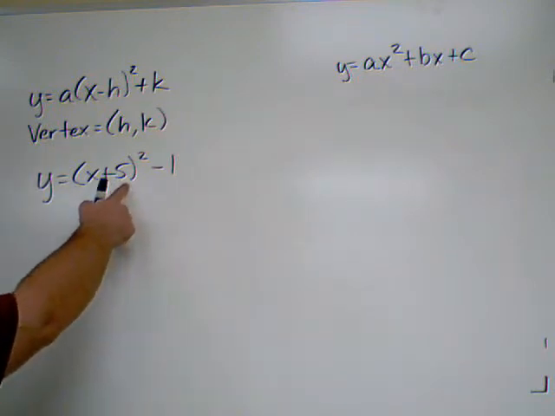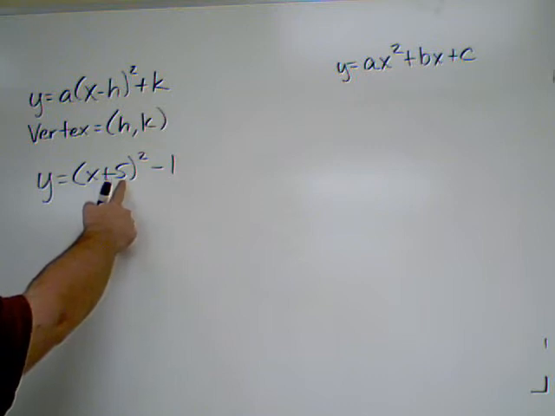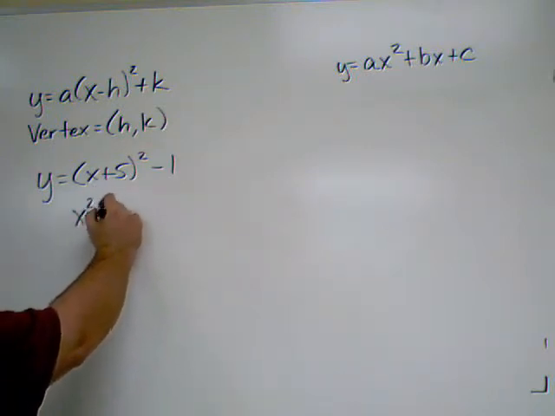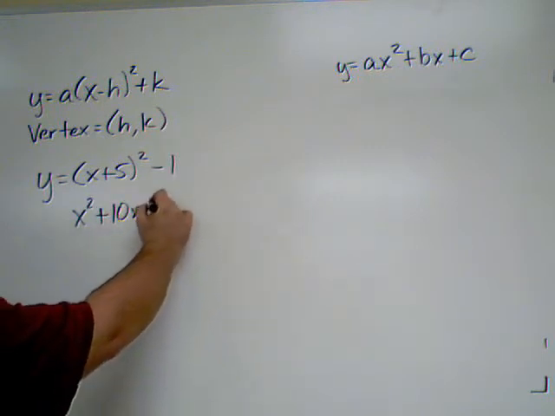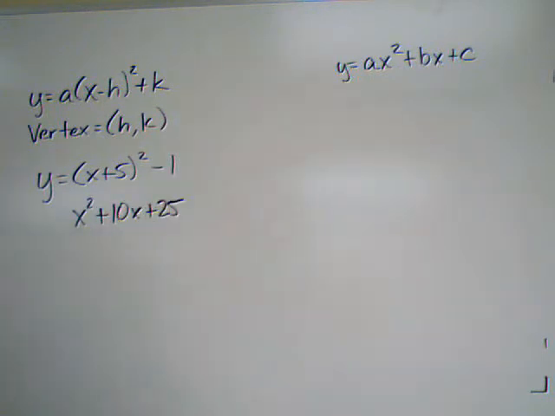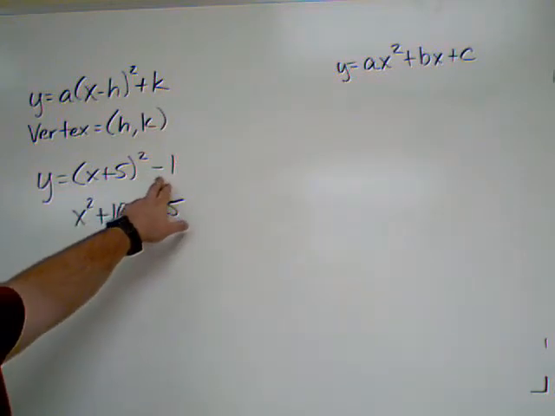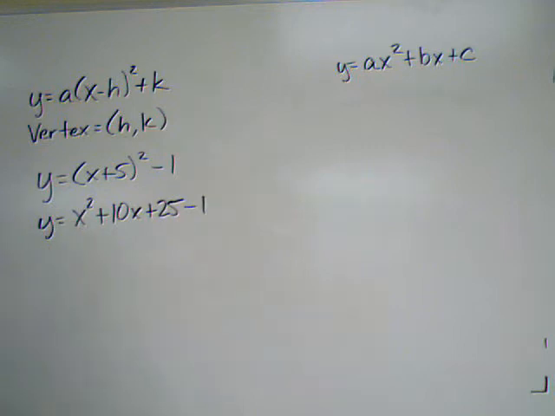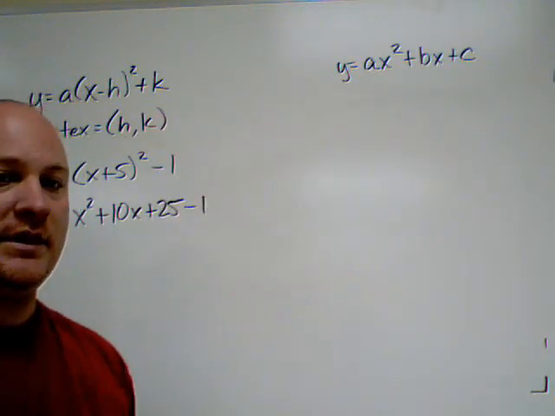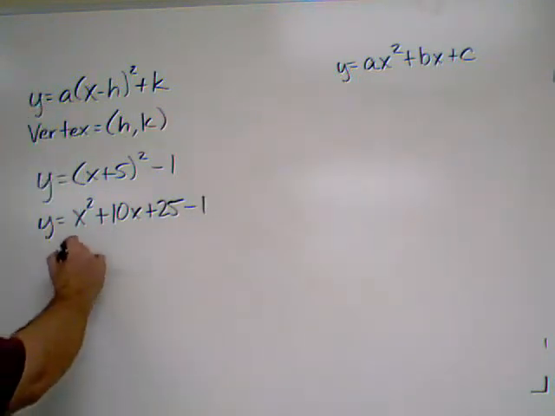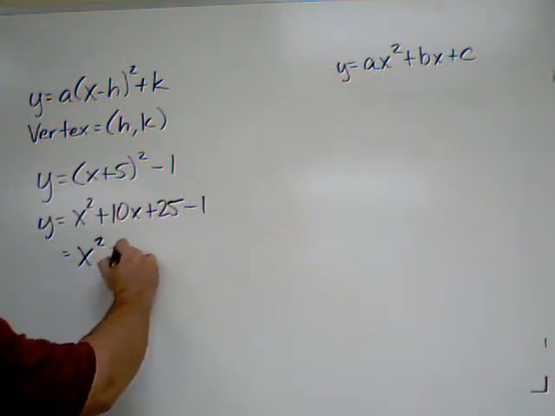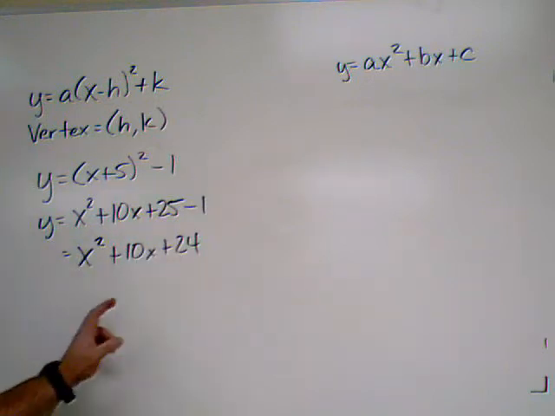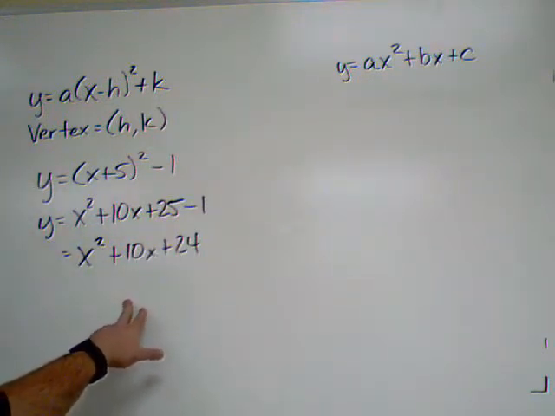All we have to do is multiply this out. Okay, this is x plus 5 times x plus 5. So we'll FOIL it. We end up with x squared plus 10x plus 25. Now let's not forget about our -1 here. We need to bring him down too. So, can we leave it like this? No, of course not, because we need to combine like terms first. So we're going to get x squared plus 10x plus 24. Okay, so this is now the standard form of our original function.